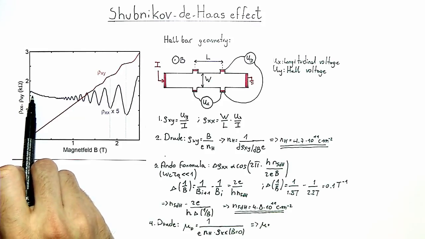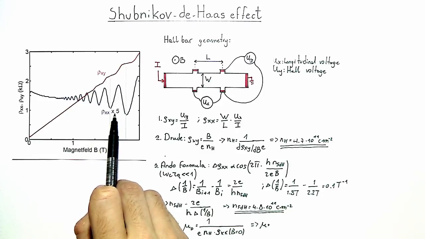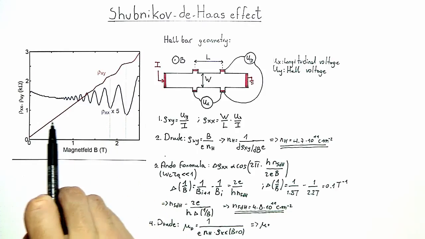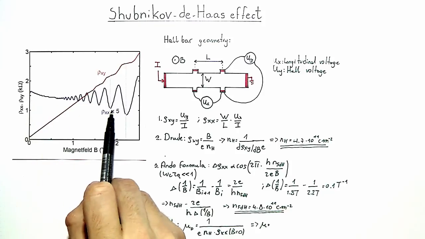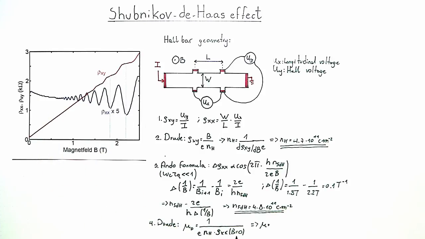Just keep in mind that this is rho xx multiplied by a factor of 5, just for the purpose of plotting both curves in one figure. So here we have around 1.5 kilo ohm divided by 5, that gives us around 300 ohm. So rho xx at the magnetic field B equals 0 is around 300 ohm. And if we plug the numbers in, we get that the mobility is around 40,000 centimeters squared per volt second.